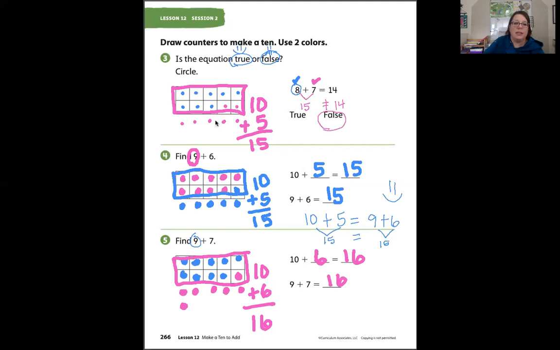Let's write that in an equation. 10 plus 6 is equal to 9 plus 7. 10 plus 6 is 16, and 9 plus 7 is 16. It is a true statement.